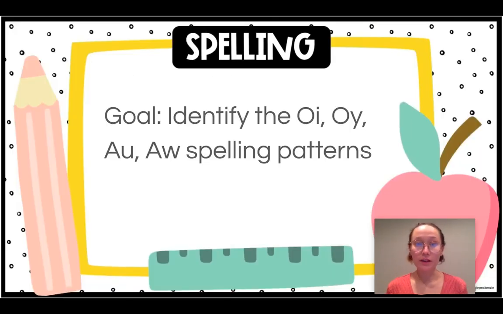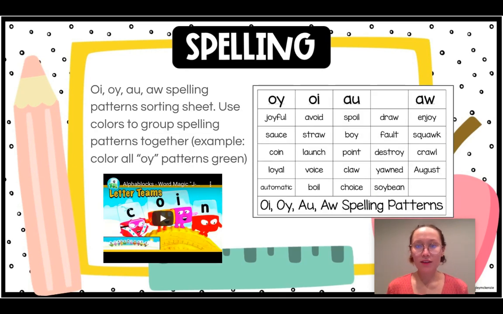For spelling today, we get to talk about some vowel patterns. OI, OY, and AU and AW, which we've talked about AU and AW before, but we haven't really talked about OI and OY. So we have a pattern sorting sheet. So you're going to use colors to group spelling patterns together. For example, color all the OY or OI sounds green. Maybe I'd color joyful in green.